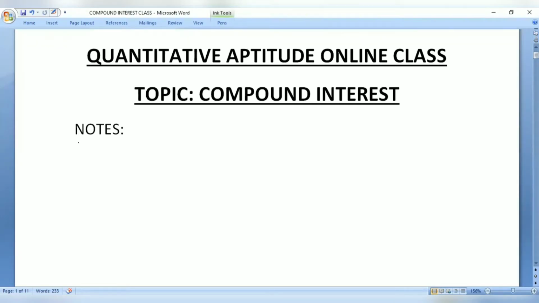The difference between simple interest and compound interest is that the interest portion remains the same for the whole tenure in simple interest, whereas the interest that you accrued will be added to the principal for compound interest.